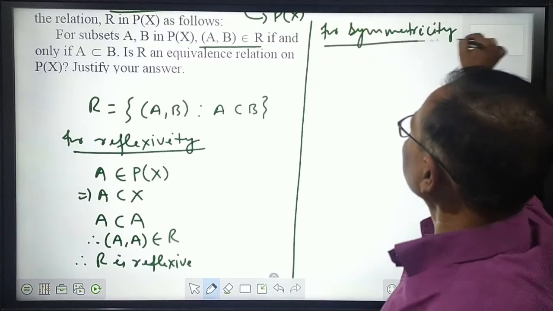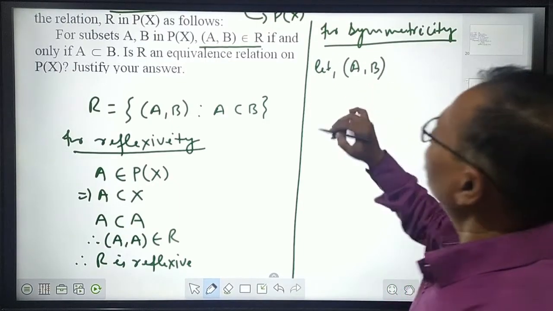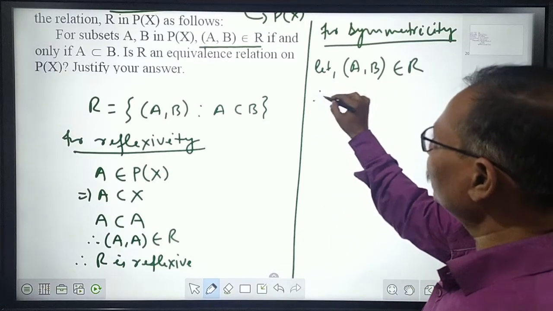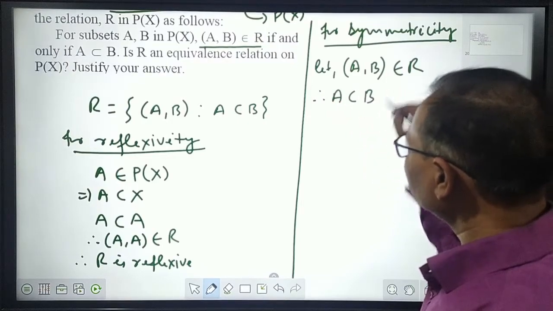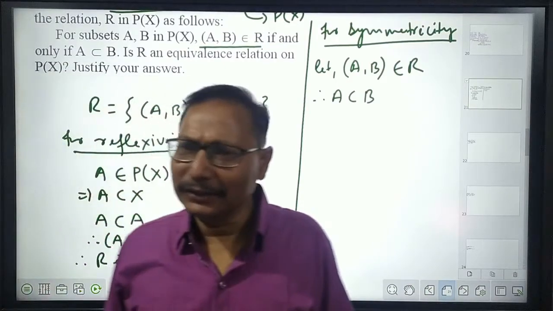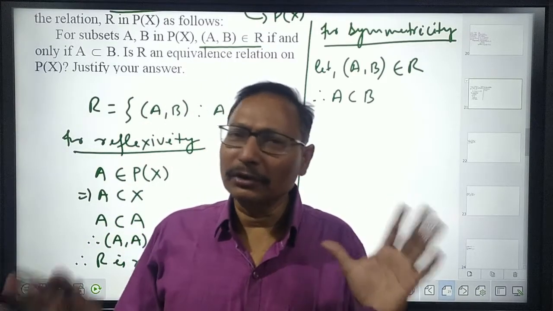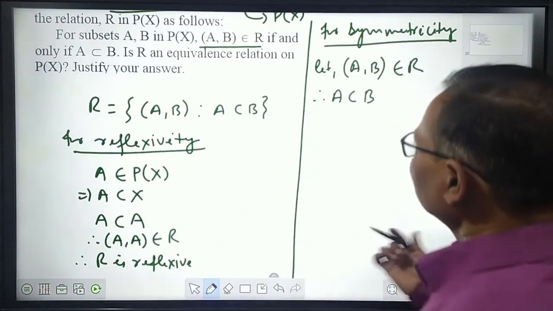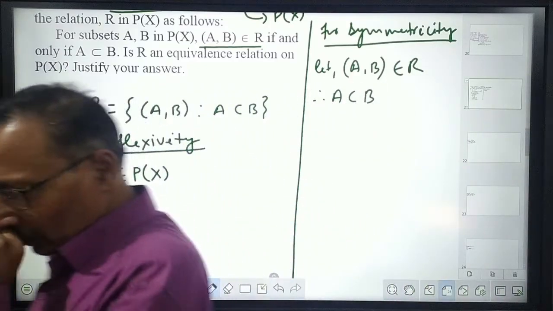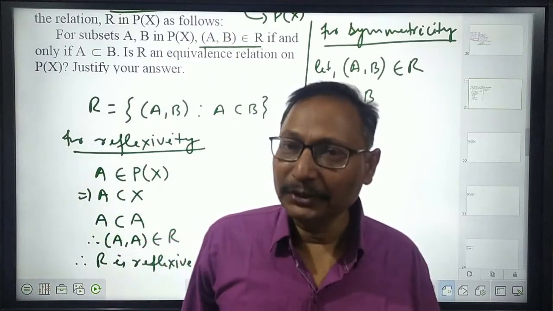we take an element from the relation. So let A comma B belong to the relation. Therefore, we say that A is a subset of B. We know that if A comma B are related, A is related to B, then it is possible only when A is a subset of B according to the definition. Now think about its converse situation. If A is a subset of B, will B be a subset of A?